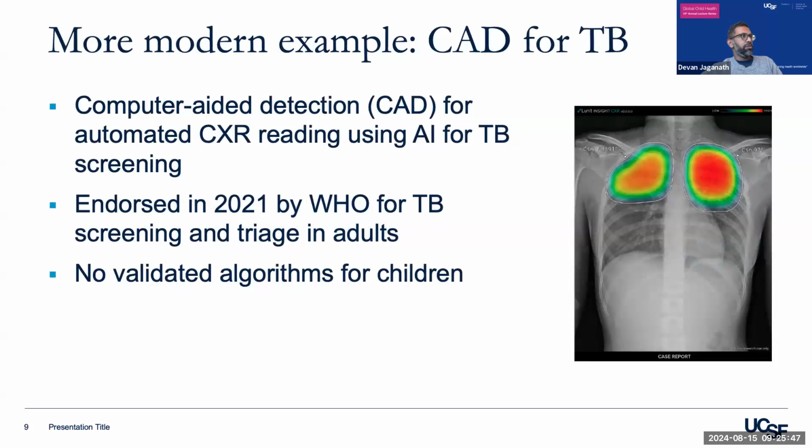As a more modern example, there's been a variety of AI tools now for TB. One is computer-aided detection, or CAD, which is able to look at X-rays automatically and highlight areas of concern and can be used for TB screening. And these have really developed quite a bit over the last few years. And in 2021, the WHO endorsed it as a TB screening and triage tool for adults only. And the simple truth is that there are no validated algorithms for children. So again, we're now quickly approaching 2025, and there are no tools or tests available for children in this space.